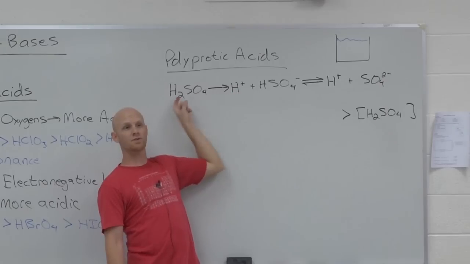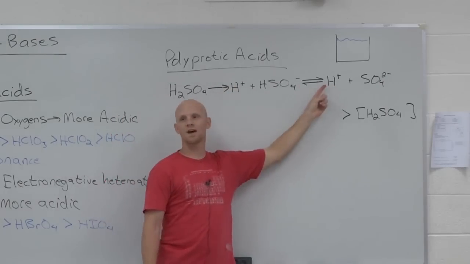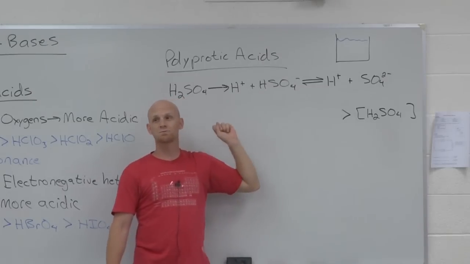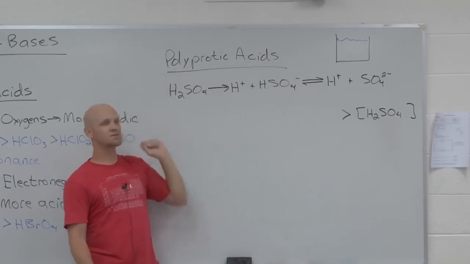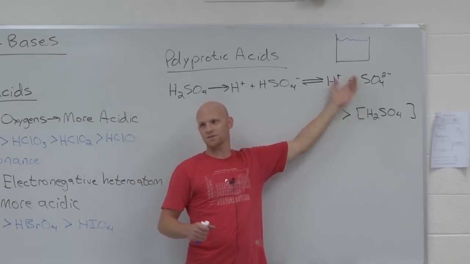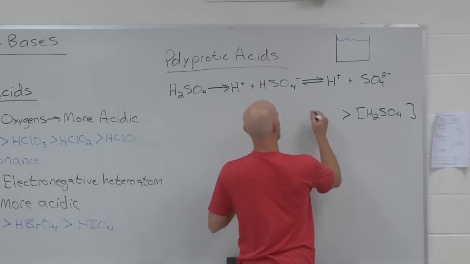But technically, you just produced some more H+. You got 1 million from the first dissociation. You just got another 10,000. It is present in the greatest concentration. Who's present in the next lowest concentration after H2SO4? The SO4 2-. You only got 10,000 of these, in this case, my kind of quasi-example.